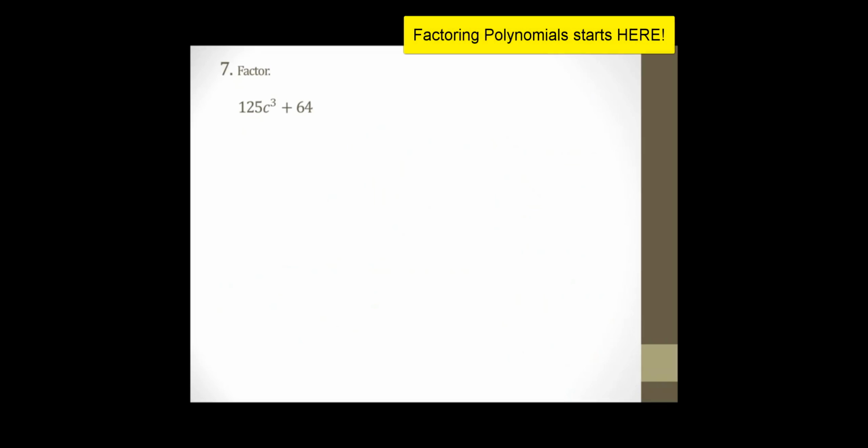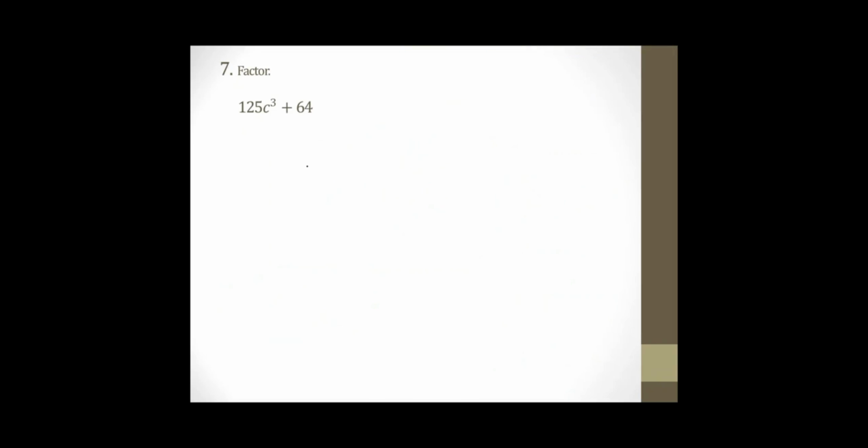Okay, number 7, we're going to factor. You always check for a greatest common factor when you are factoring a polynomial, which in this case we do not have a greatest common factor. So next we're going to look at how many terms we have. So we have 2 terms. So we have 2 options after deciding if we have a GCF to see if we can factor. Do we have squares, perfect squares, or perfect cubes? So in this case we have perfect cubes.